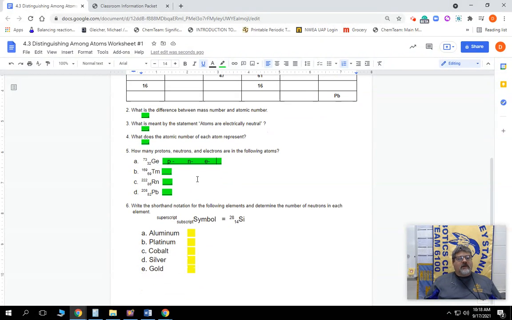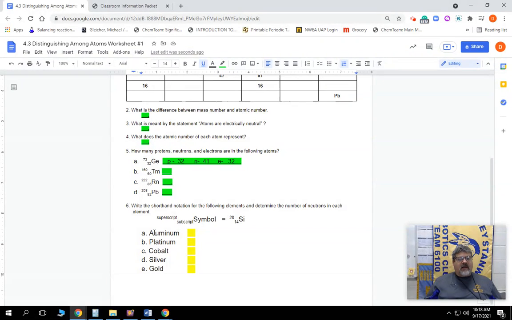So I know that this is going to be 32. This will be 32. And this is going to be the difference between that, and it looks like it's going to be 41. If I added 41 and 32 together, I would get 73, and that's the number that I have on the top. So there would be your answer.